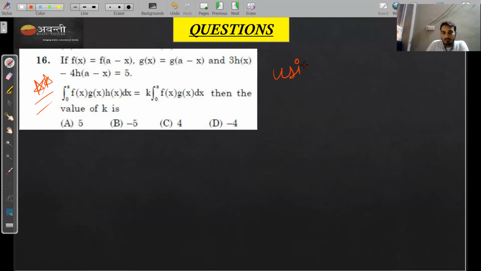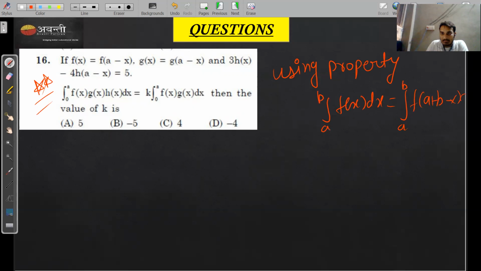Using property: the integration from a to b of f of x dx is equal to the integration from a to b of f of a plus b minus x dx. So this is the main property that we have to use in this question. Okay, so let's see how we can use this property.